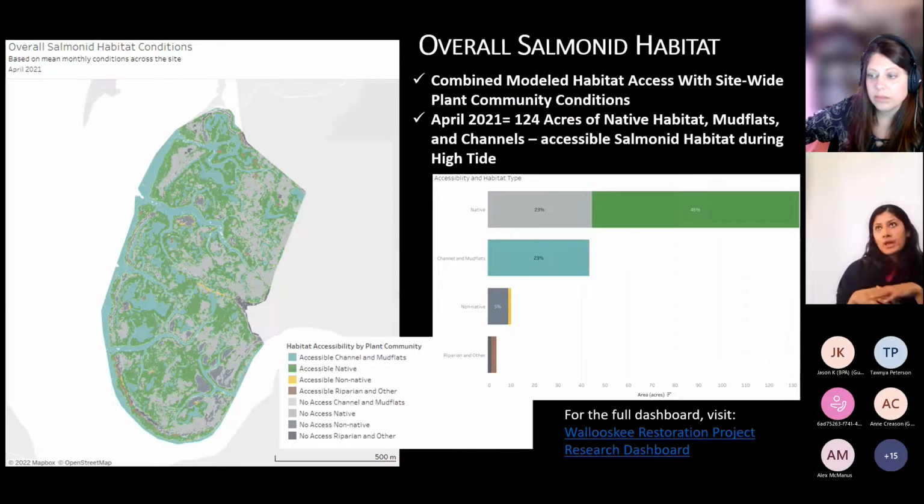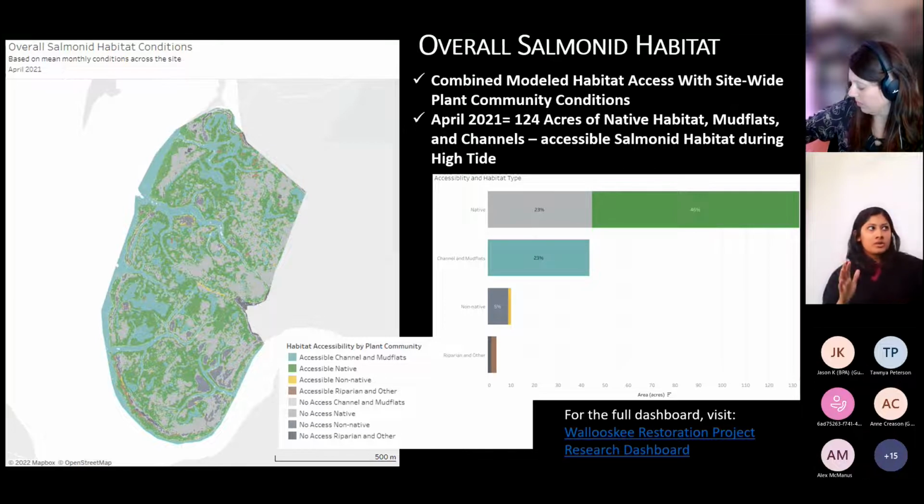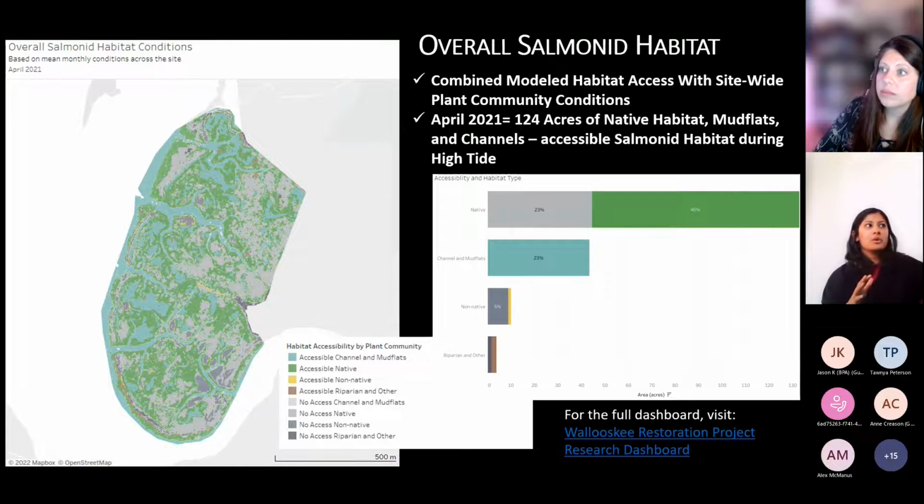We applied this approach at one of our action effectiveness sites up at Walluski, Astoria, and we were able to essentially demonstrate the salmon habitat quality across the entire 200-acre site. And as you can see, we were able to show that in April of 2021, salmon were able to access 124 acres of native wetland habitat. Now, the goal of our study is to be able to essentially emulate this model across all of our long-term status and trend sites.